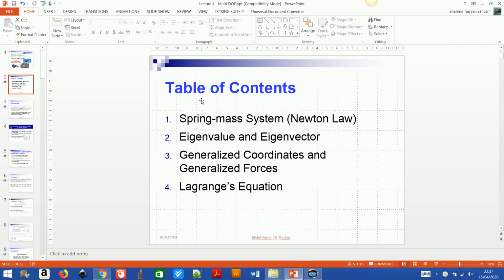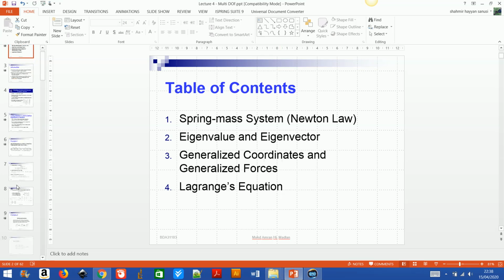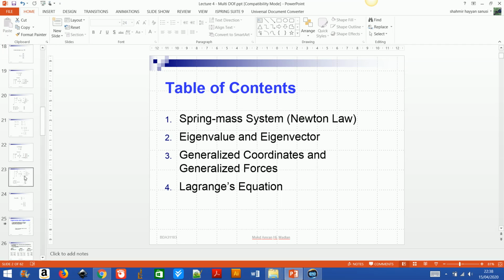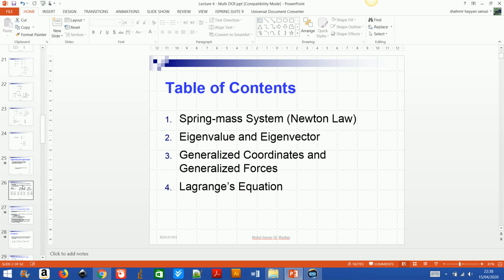So there are 4 approaches that we can use to solve a multi-degree of freedom system. First is by using Newton's second law for a spring mass system. Second is by using eigenvalue and eigenvector. Third approach is by using generalized coordinates and generalized forces. And fourth one is by using Lagrange equation. For this session, I'm going to focus on the Newton's second law approach.